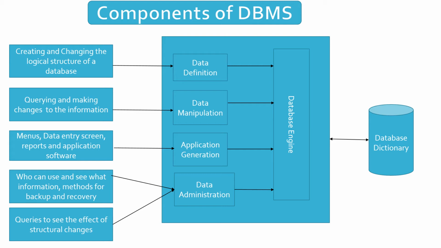Data administration. Data administration contains two important functions. The first one is who can use and see what information, and methods for backup and recovery. The second one is queries to see the effect of the structural changes. Data definition, data manipulation, application generation, and data administration all communicate through the database engine, storing and retrieving data from the data dictionary.